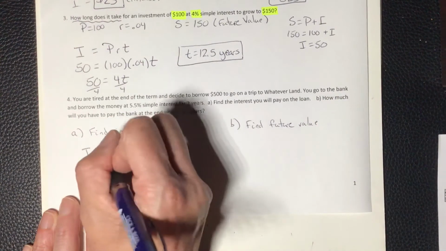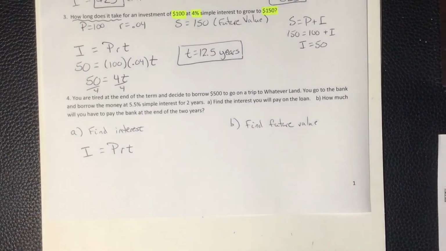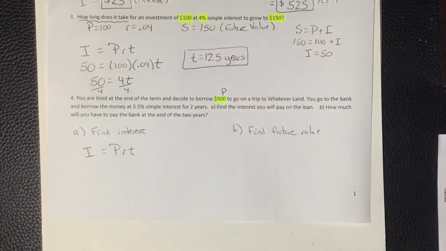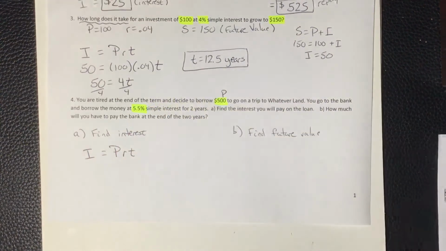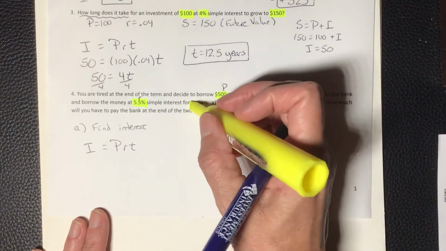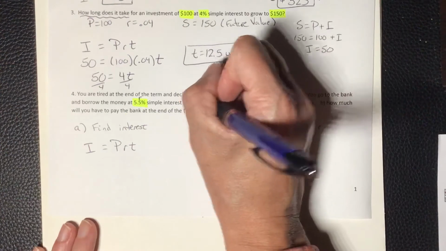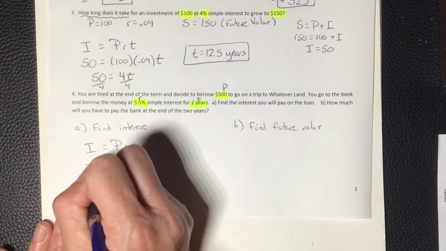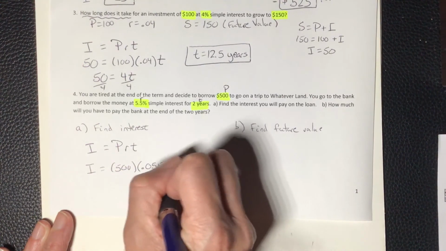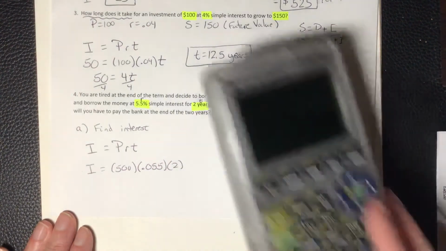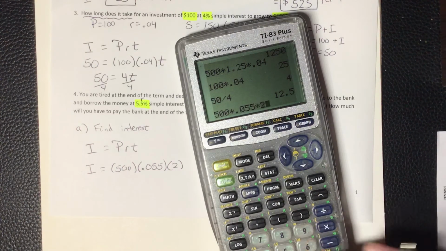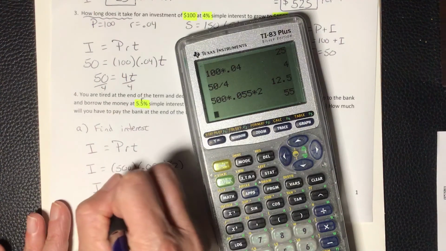All right, so we have our formula, I equals PRT. So let's see, our principal is going to be 500. That's how much we're borrowing. That's P. Our rate is going to be 5.5%, but we do have to change that to a decimal. And then our time is already in years, and that's going to be our T. All right, so if we plug all that in, we're going to get 500. So when we move our decimal 2 places to the left, we get 0.055, and then we're going to multiply that by 2. All right, so if I put all that in, 500 times 0.055 times 2, we come out with $55.